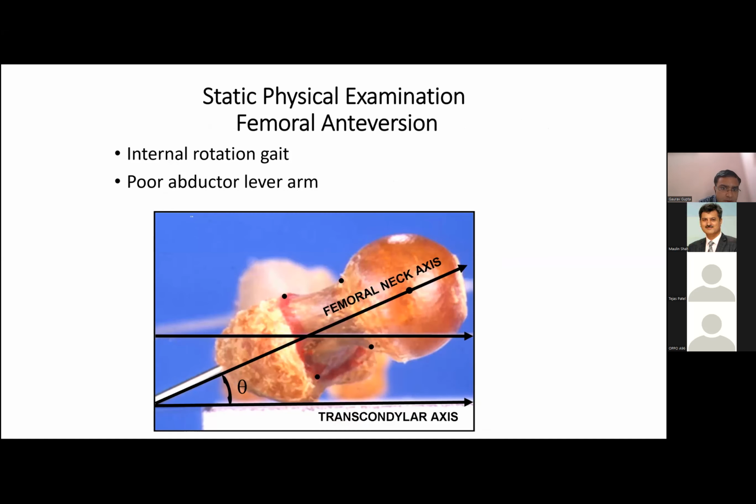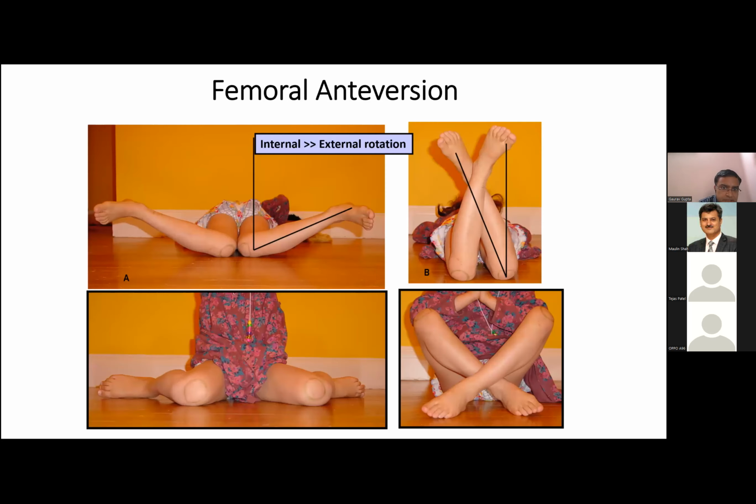Then we assess the torsional profile of the femur, and we see a lot of kids walking with internal rotation gait, leading to a poor abductor lever arm and an energy inefficient gait. So to assess femoral anteversion, we know that femoral anteversion is the angle between the femoral neck and the transcondylar axis. And clinically, we measure it by making the child prone. So these are the photographs showing the increased femoral anteversion leading to increased internal rotation and decreased external rotation.